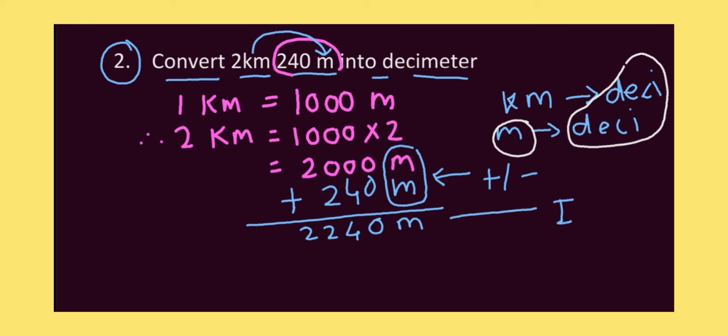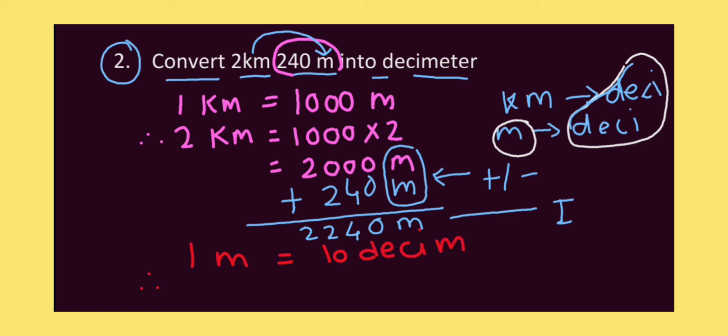Now they have been asking me to convert it into decimeter. Do you know the conversion formula? Precisely, I think you know. So the conversion formula is 1 meter is equal to 10 decimeters.